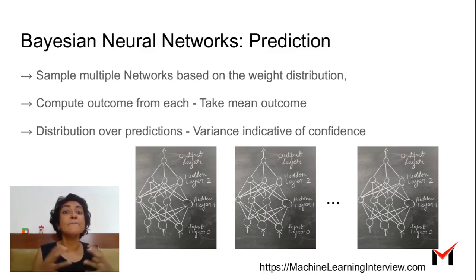Now you can take a mean of these sample outcomes that you got, or you can do something else from this. You have a distribution over the outcome that you are expecting now, and you can take the mean to make a prediction. But not just that, because you have a distribution over the prediction, you can actually look at the variance to get an estimate of how confident we are about this prediction.